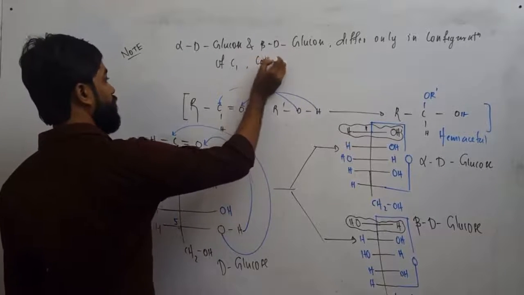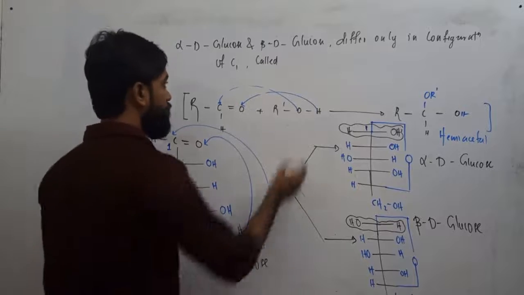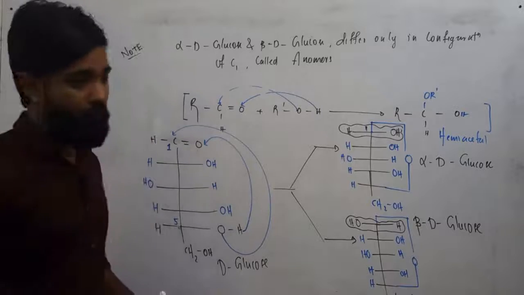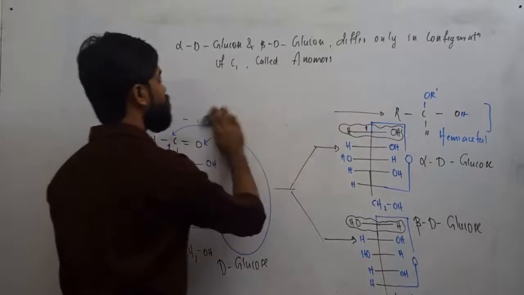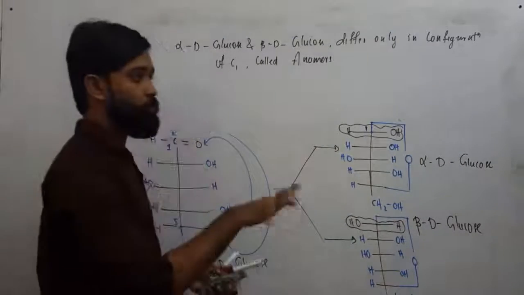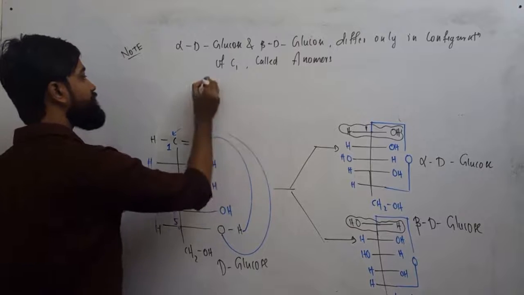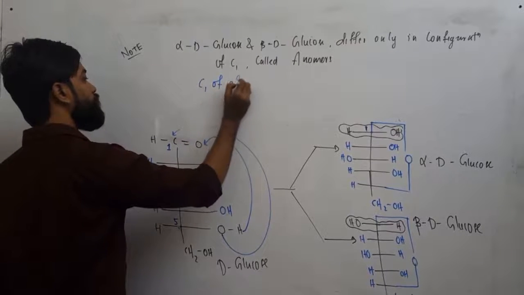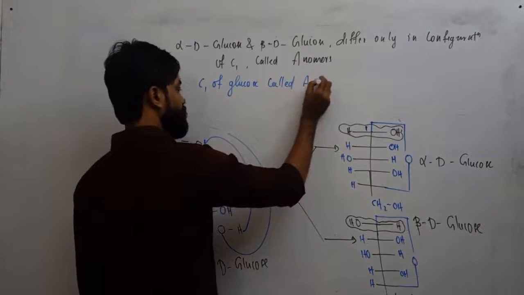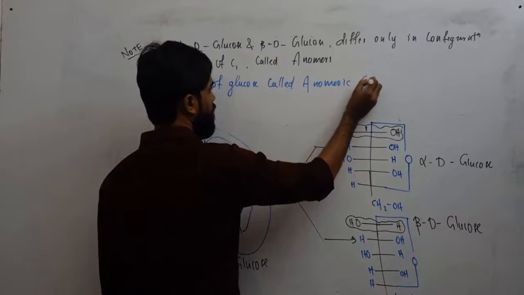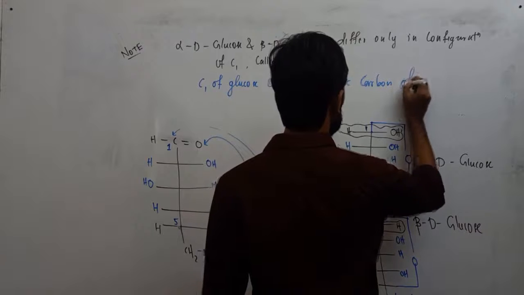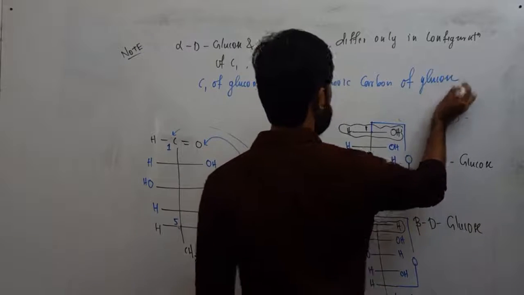Alpha D glucose and beta D glucose are collectively called anomers. Anomers. And C1 of glucose, where there is the difference between alpha D and beta D, is called the anomeric carbon of glucose, because that brings the difference between anomers. Okay, anomeric carbon of glucose.